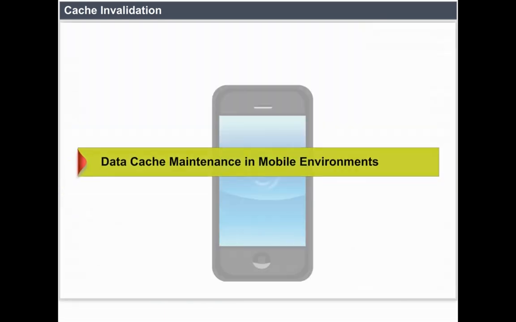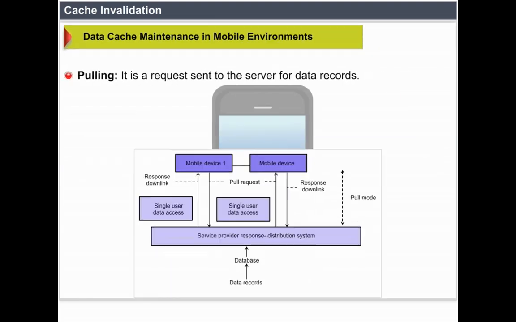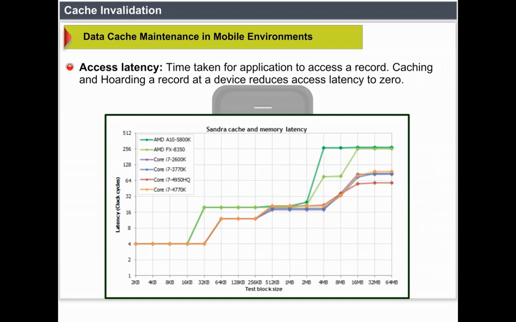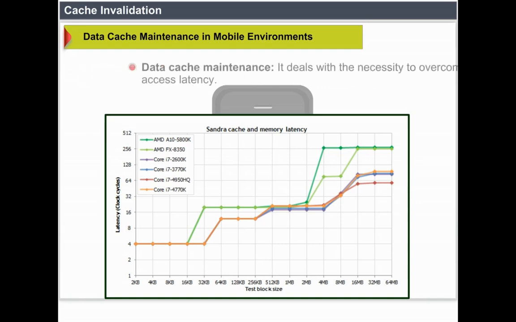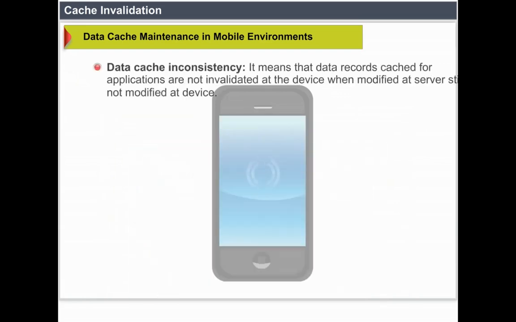Data cache maintenance in mobile environments. Pulling: a request sent to the server for data records. Access latency: time taken for the application to access a record. Caching and holding a record at a device reduces access latency to 0. Data cache maintenance is necessary to overcome access latency.